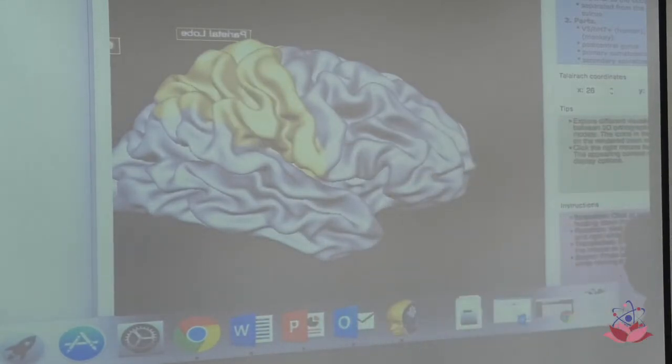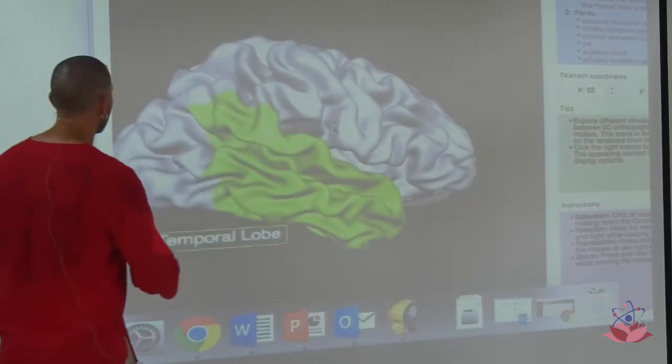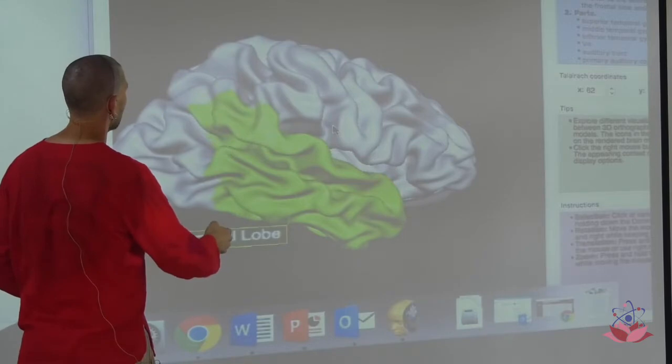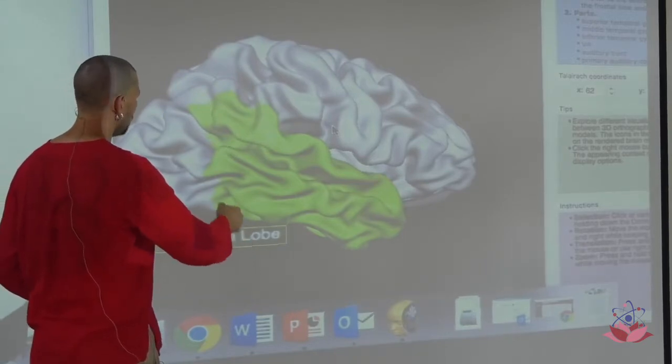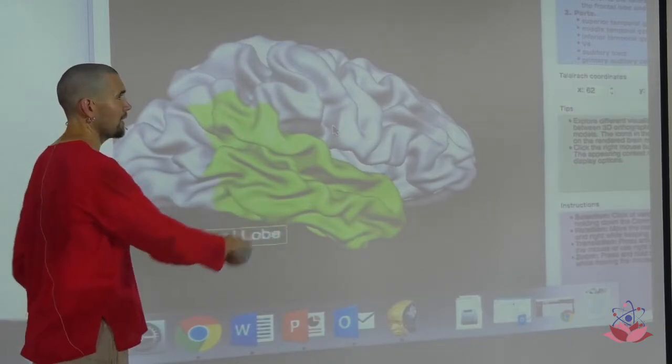And then finally we have the temporal lobe. And so this is the back of your brain. This would be your occipital lobe, your parietal lobe, your frontal lobe. And the temporal lobe is this area that projects along the side, right here.